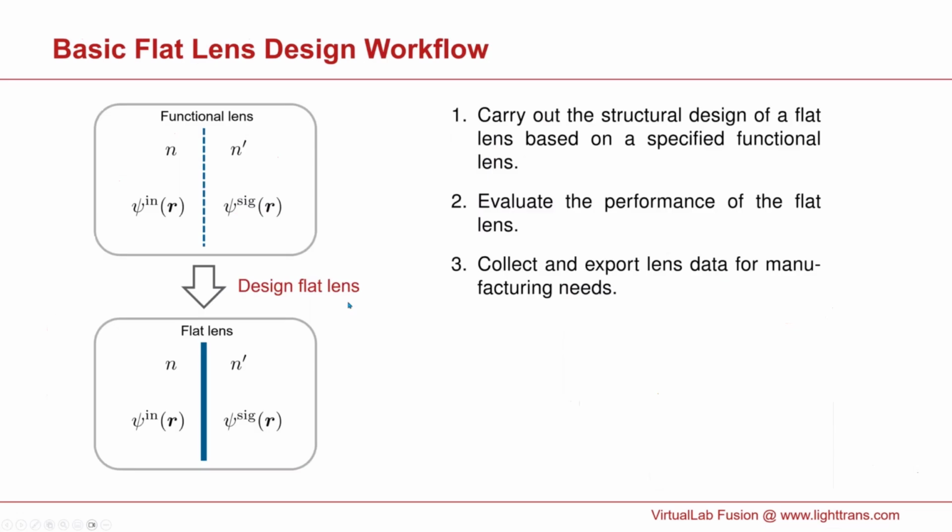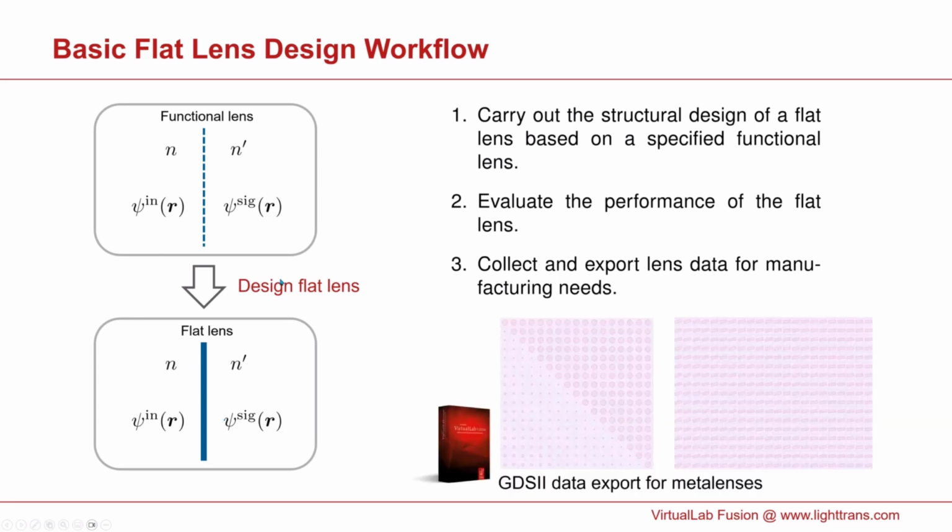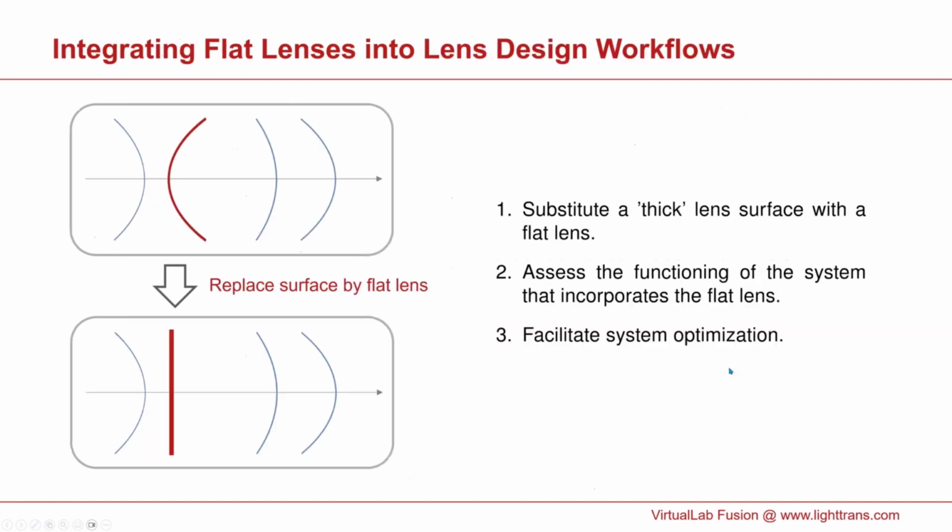Workflow number one: carry out the structural design of a flat lens based on a specified functional lens. So you start with a functional lens specification. That's what kind of wavefront transformation you would like to achieve. Then you design it, evaluate the performance of the lens, and then you collect and export lens data for manufacturing needs. For example, here, DS2 export, as we do it in VirtualLab Fusion for meta lenses.